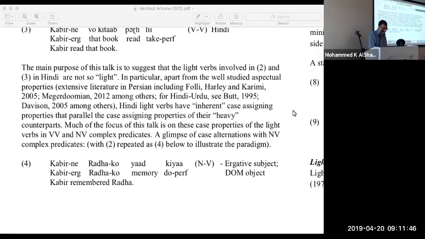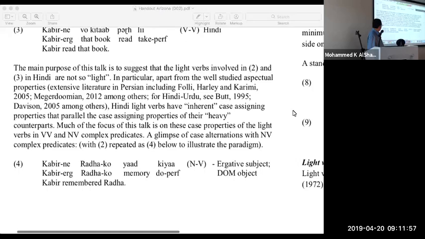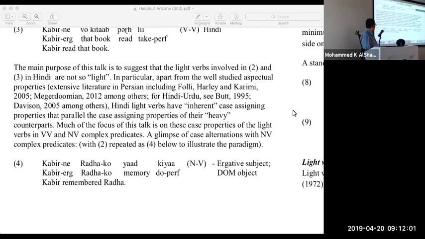And these case properties, just to give you a glimpse of it from the NV complex predicates, are displayed in 4 to 6 here. So in 4, the thing to pay attention to is the case marking. 4 has an ergative subject, and then a co-marked object, which is a DOM object. And then you have the complex predicate, noun yad, and the word to.